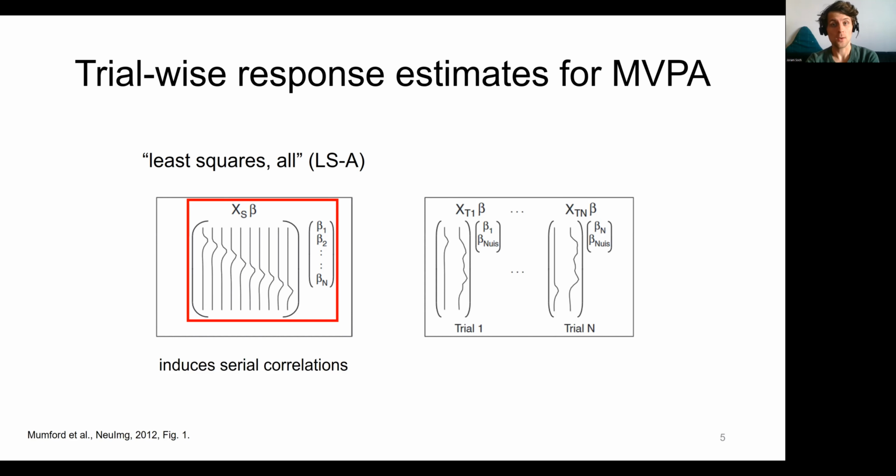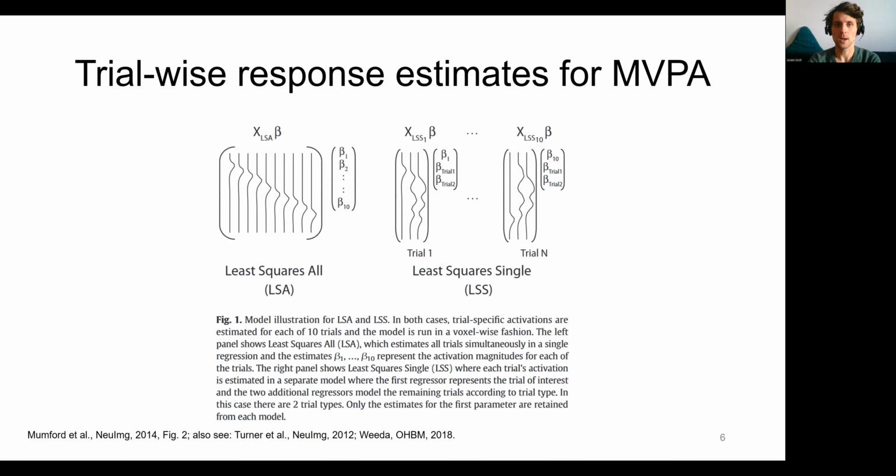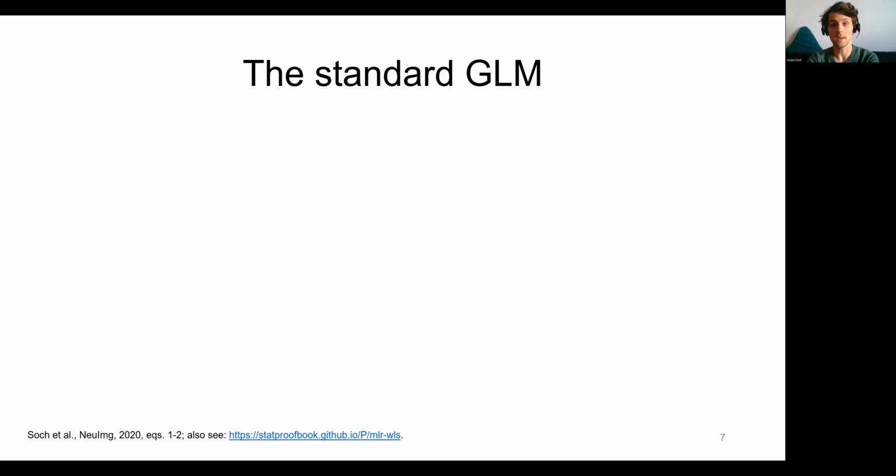For this reason, another approach has been proposed, the least squares separate, or LSS method. This approach uses a separate model for each trial, which has one HRF regressor for this trial and one HRF regressor for all other trials. Here's another comparison of these two approaches. This second method is also called the Mumford approach and can be seen as the current state-of-the-art method for coming up with trial-wise parameter estimates in MVPA based on fMRI.